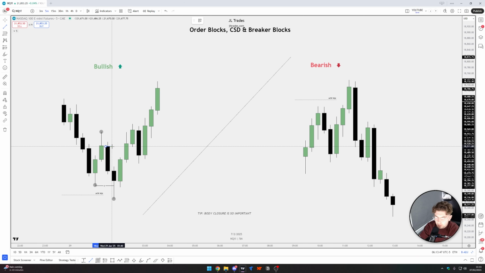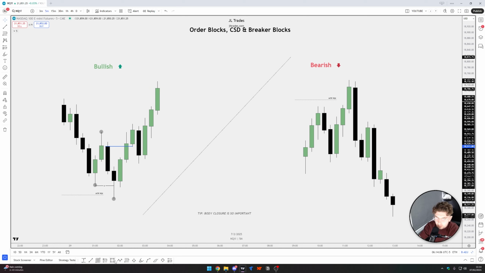So over here, we have the highest down closed candle's body. Once we get closure above it, that is our first signature that we have a change in state delivery. And it's confirmed on this candle's body closure higher than this. So that's a bullish order block, so bullish change in state delivery.